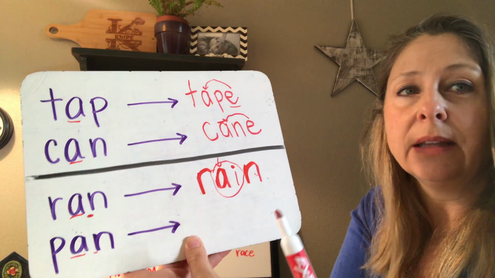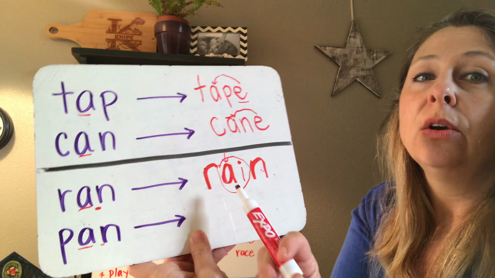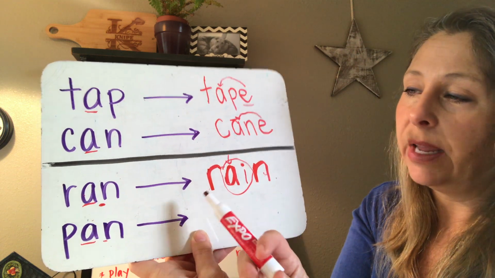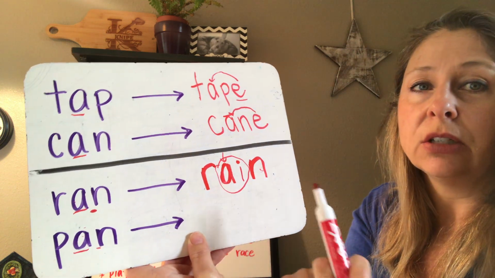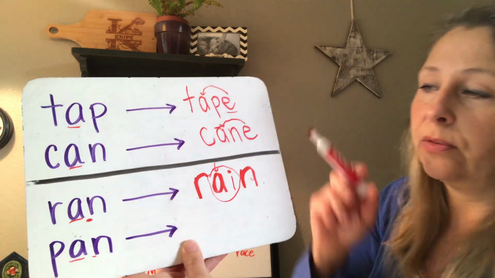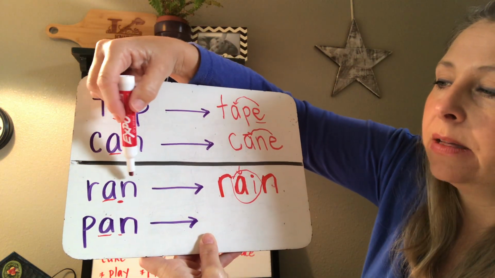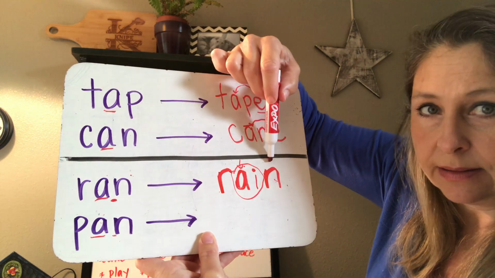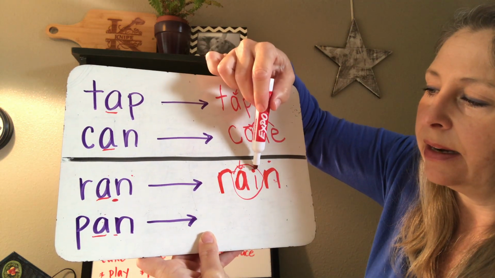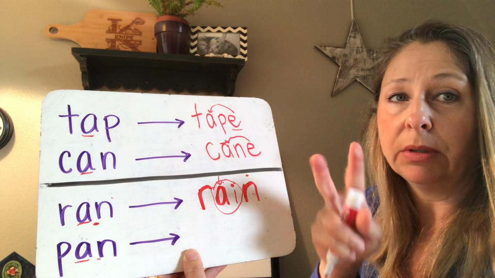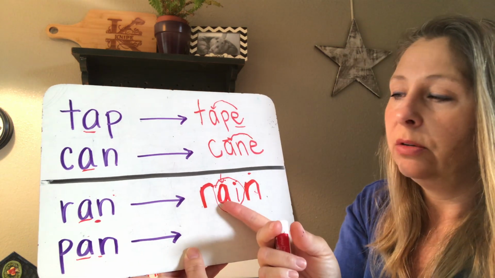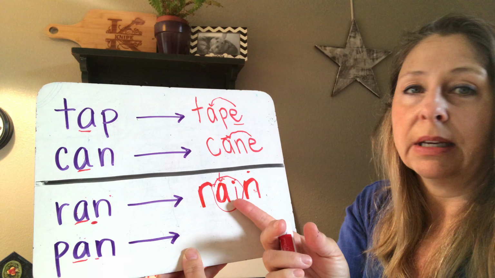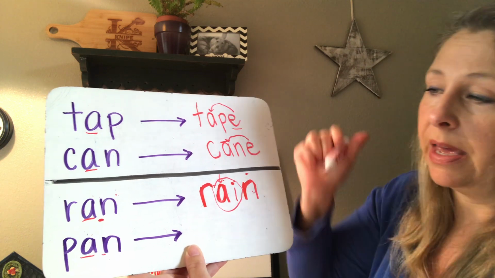Okay? Just by adding that one vowel behind the A, we're making this A in ran say A and changing it to rain. So from ran to rain. And that I is making no sound at all because when the two vowels are together, you hear the first one say its name, the second one says nothing at all, okay?